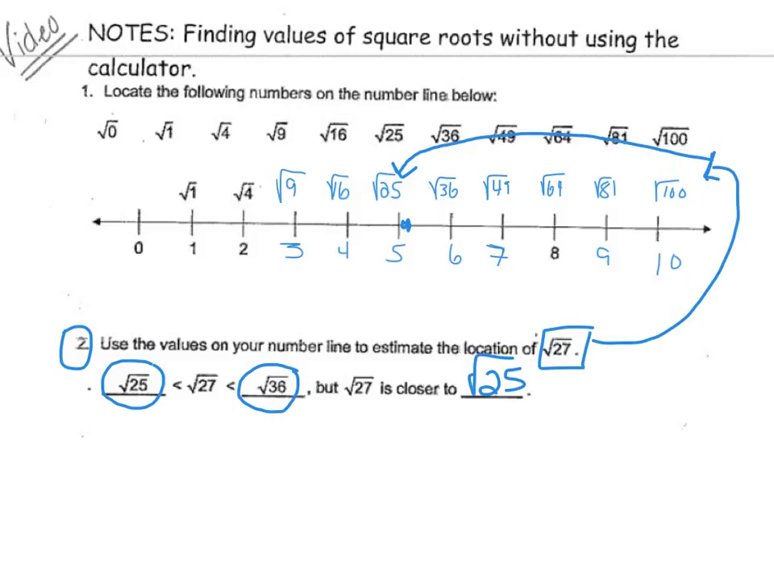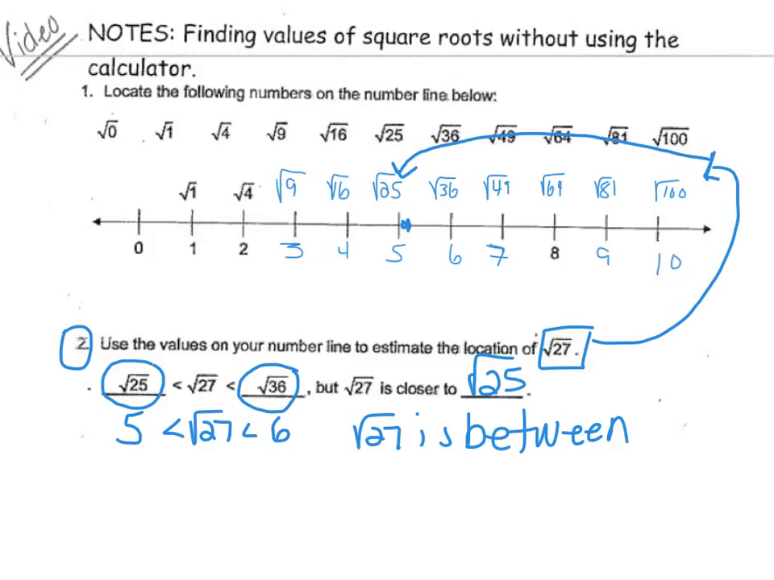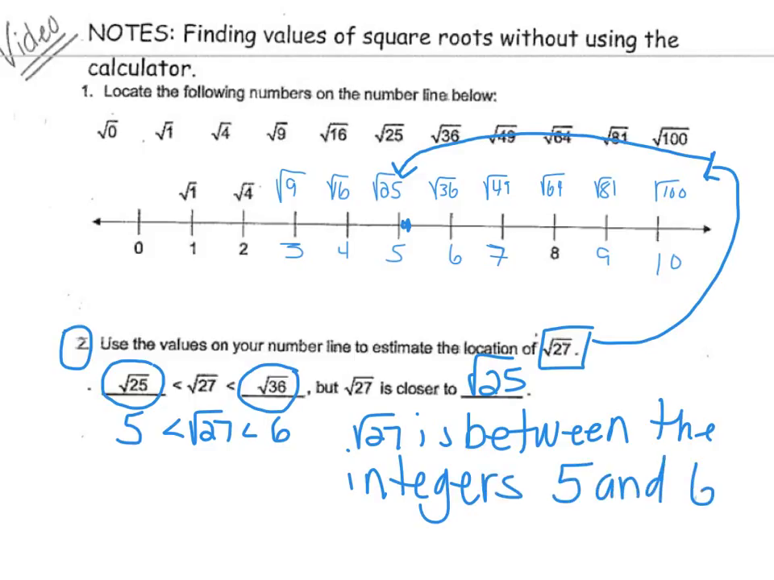All right, now there's some other blanks, or you might have to fill it in down at the bottom. What you also want to do is simplify the square root of 25. So your final answer is going to look like this: 5 is less than the square root of 27 is less than the square root of 36, which is equal to 6. So all this means is that the square root of 27 is between the two integers, and write this down, between the integers 5 and 6. The square root of 27 is between the integers 5 and 6.